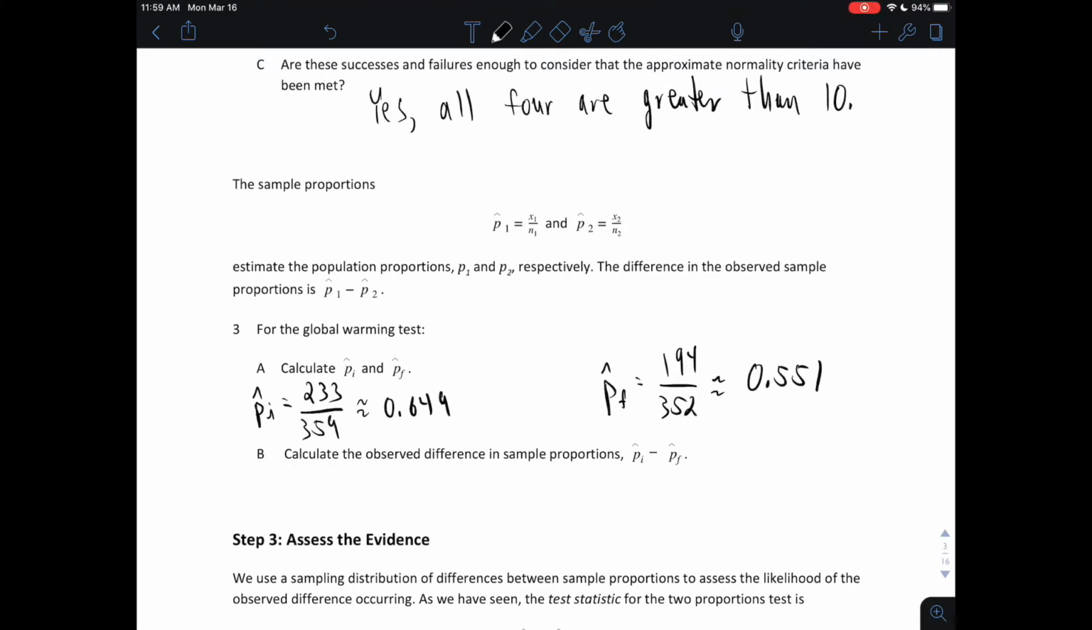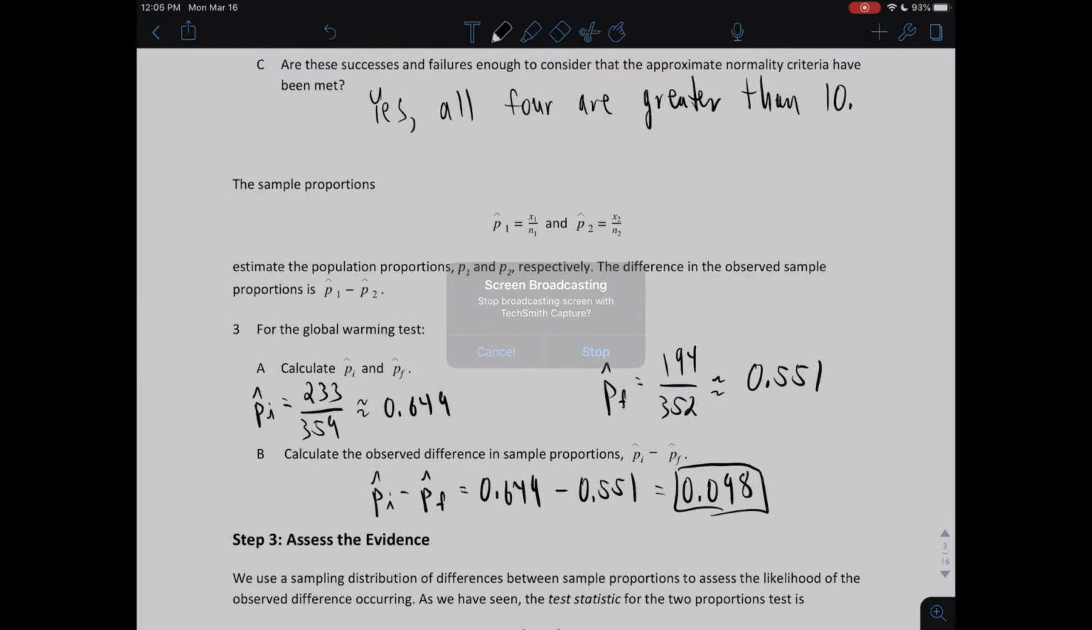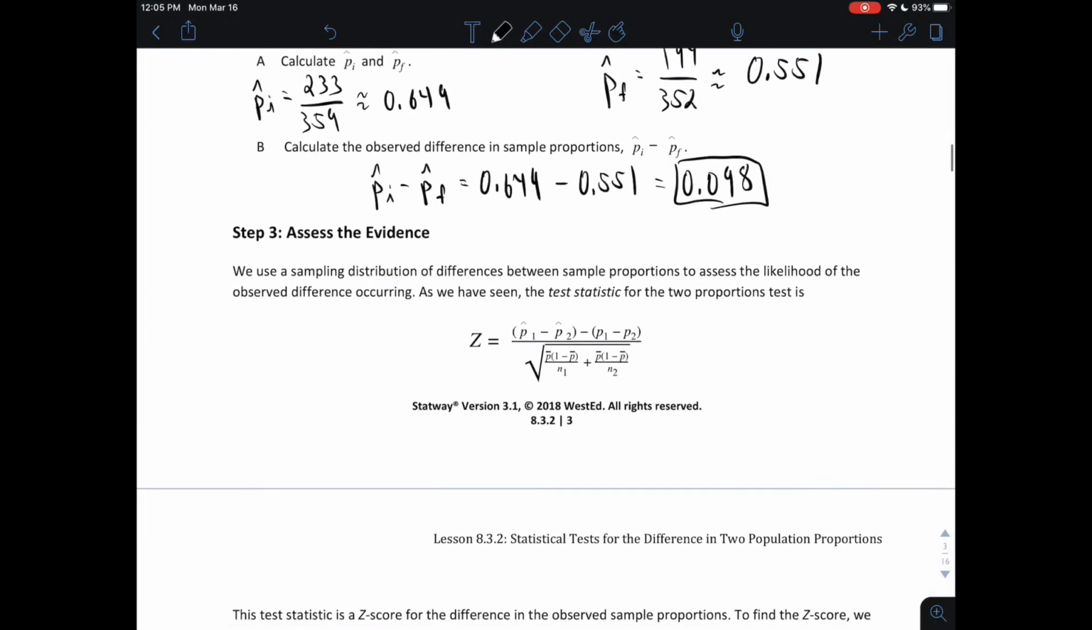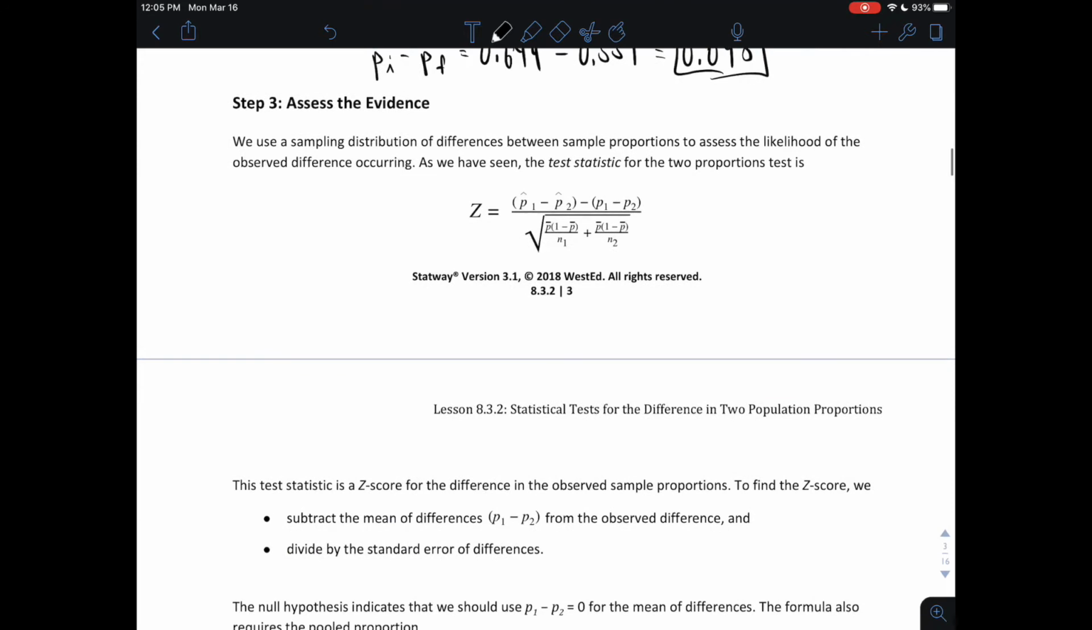Part B, calculate the observed difference in sample proportions, p hat I minus p hat F. This is going to be equal to 0.649 minus 0.551, and that gives us 0.098. We're going to need that later. That just summarized a lot of our sample data. Step 3, assess the evidence.